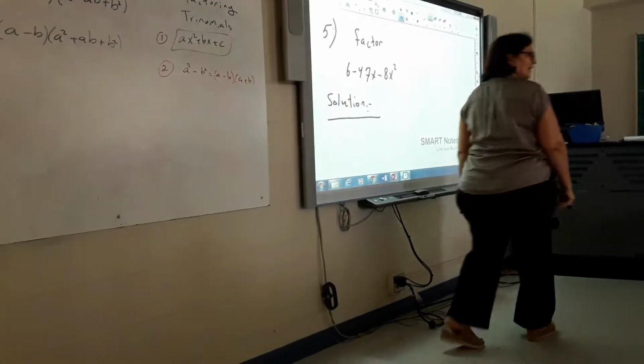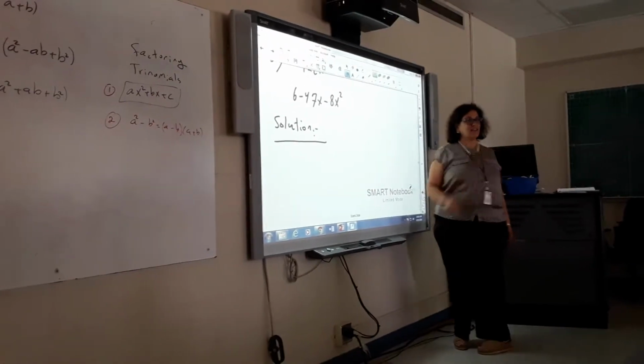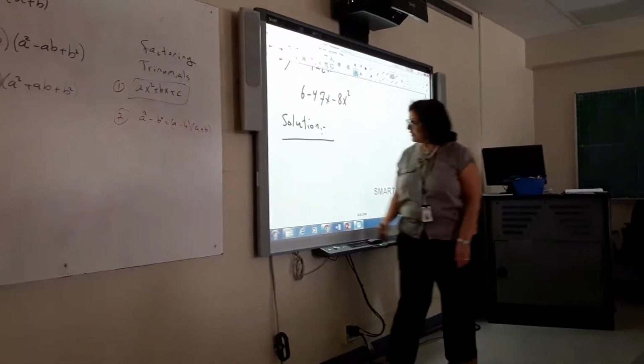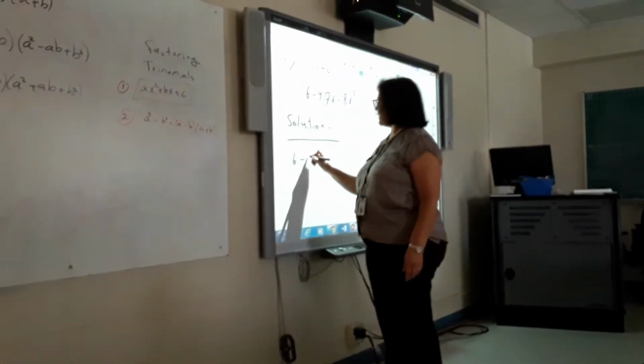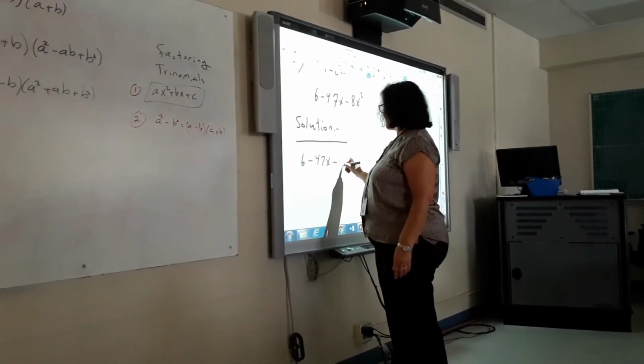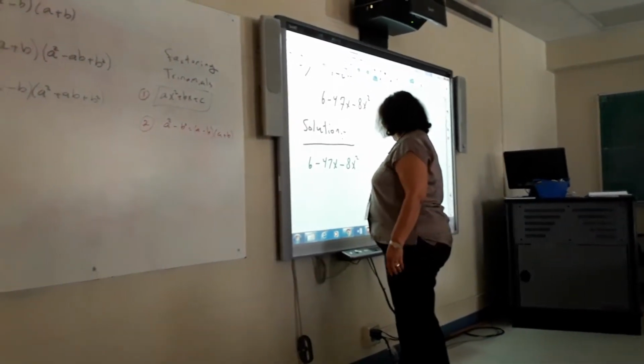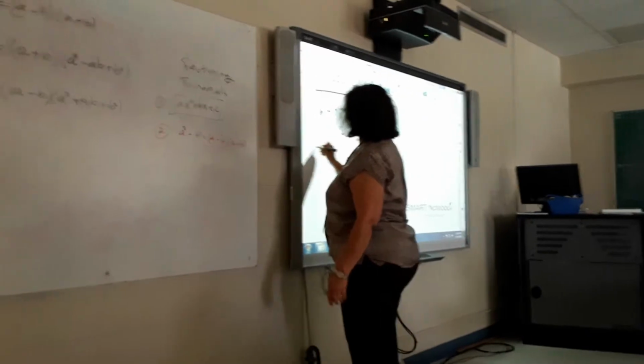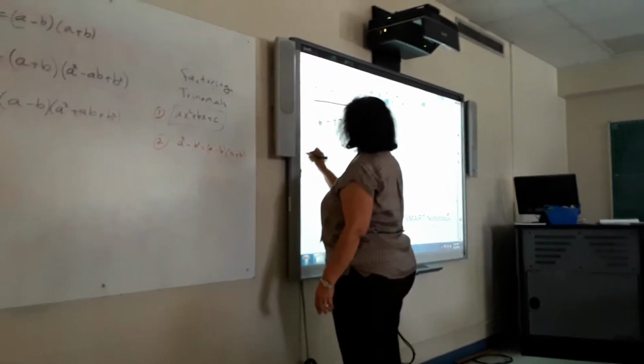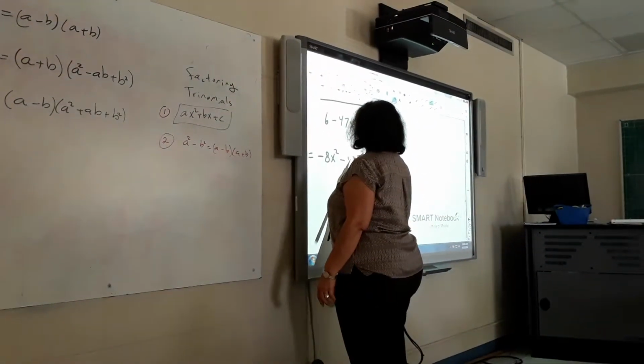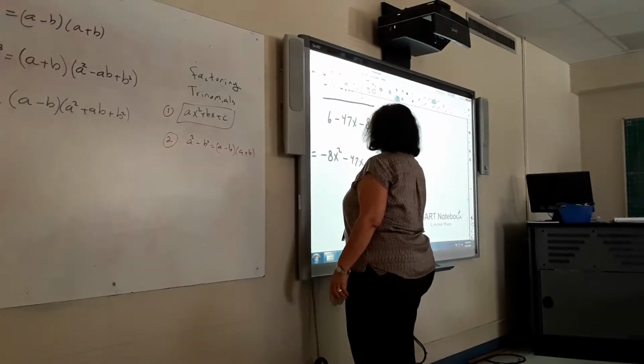Because that's backwards. Okay, so we're going to rewrite this. So you have 6 minus 47x minus 8x squared. We're going to rewrite this as negative 8x squared, minus 47x plus 6.